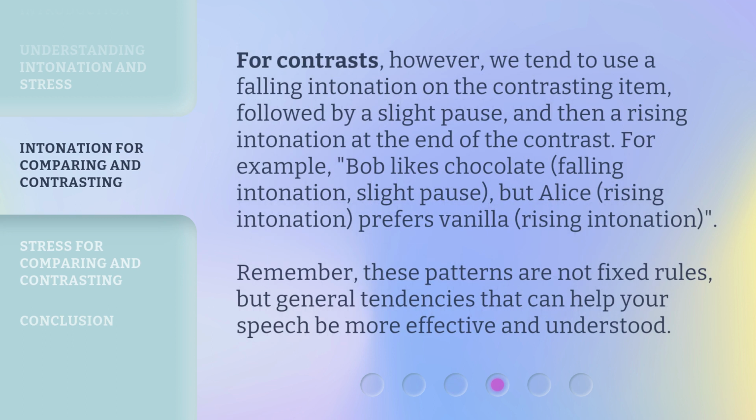For contrasts, however, we tend to use a falling intonation on the contrasting item, followed by a slight pause, and then a rising intonation at the end of the contrast. For example, Bob likes chocolate, falling intonation, slight pause, but Alice, rising intonation, prefers vanilla, rising intonation. Remember, these patterns are not fixed rules, but general tendencies that can help your speech be more effective and understood.